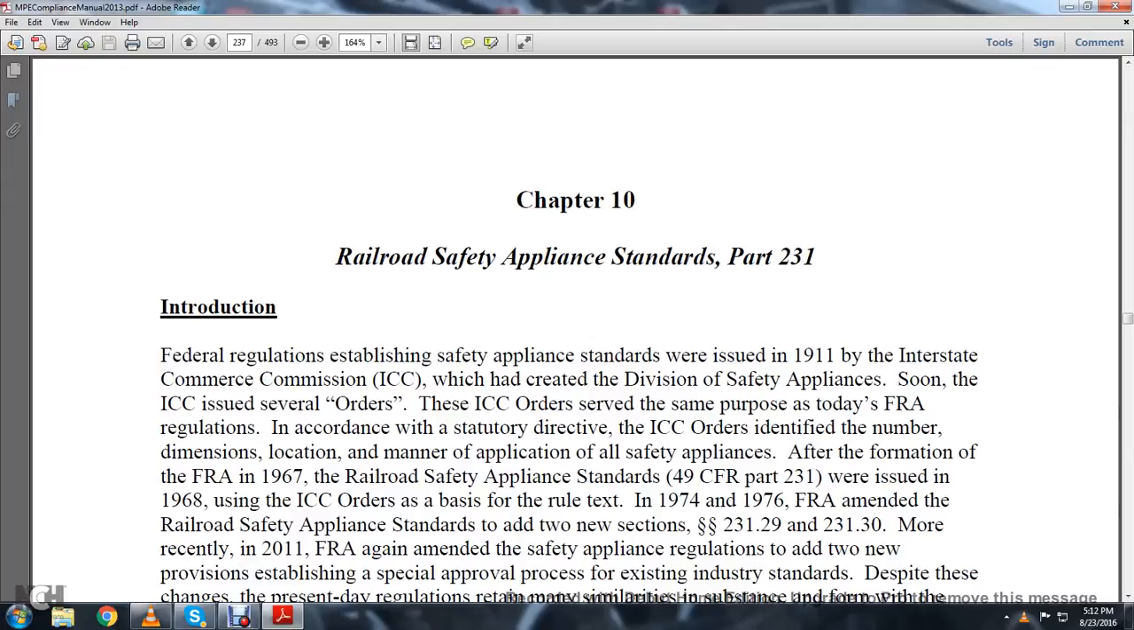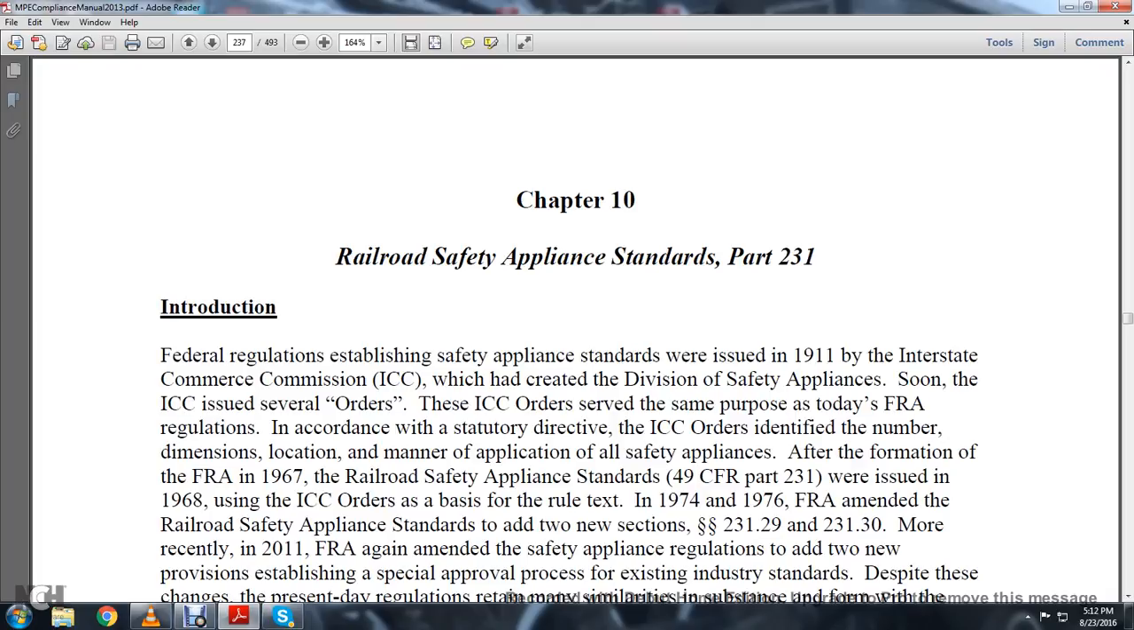Alright, Chapter 10, Railroad Safety Appliance Standards, Part 231, Introduction. Federal regulations establishing safety appliance standards were used in 1911 when the Interstate Commerce Commission created the Division of Safety Appliances. As soon as the Commerce Commission issued several orders, the Interstate Commerce Commission orders served the purpose of today's FRA regulation.